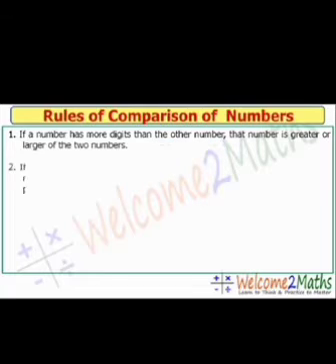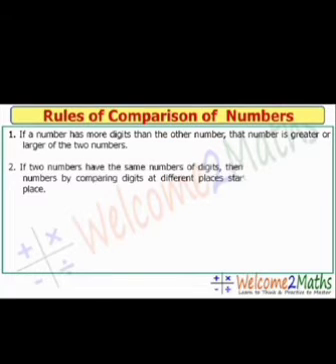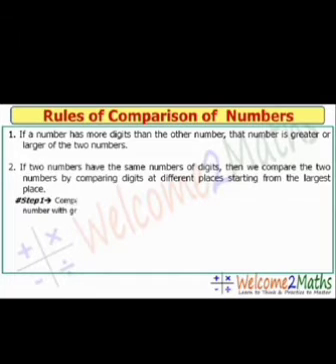Now let's see rule number 2. If two numbers have the same number of digits, then we compare the two numbers by comparing digits at different places starting from the largest place. I will show that step by step.